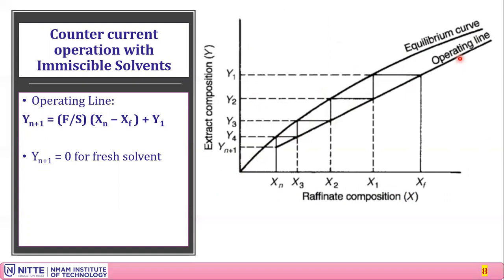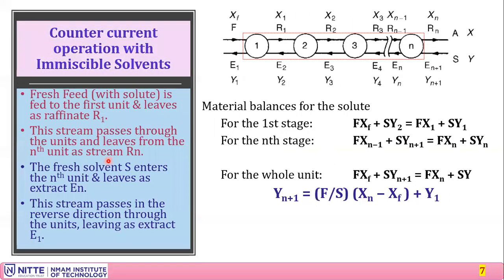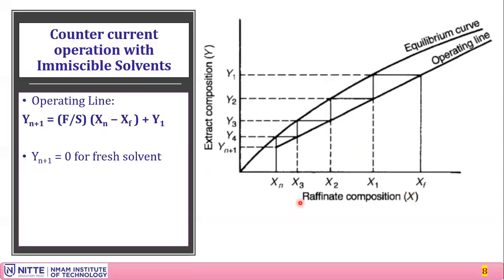How did we draw this? The most important item you need to observe is that the solvent is fresh, so yn plus 1 will be 0. This term will be 0. Given other information, you can find out the remaining terms and you will be able to draw the operating line. How we draw the operating line, we'll solve a problem and then say it.